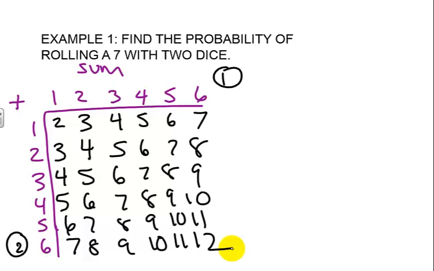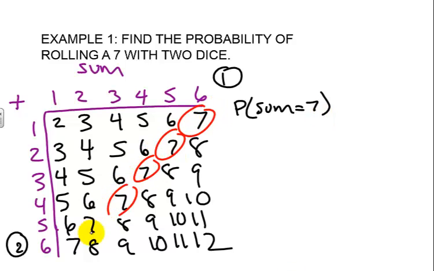So these are my possible outcomes. I'm looking for the probability that the sum is equal to 7. So how many different ways can we get the sum equal to 7? We could roll a 6 and a 1, or we could roll a 1 and a 6. We could roll a 2 and a 5, or we could roll a 5 and a 2.